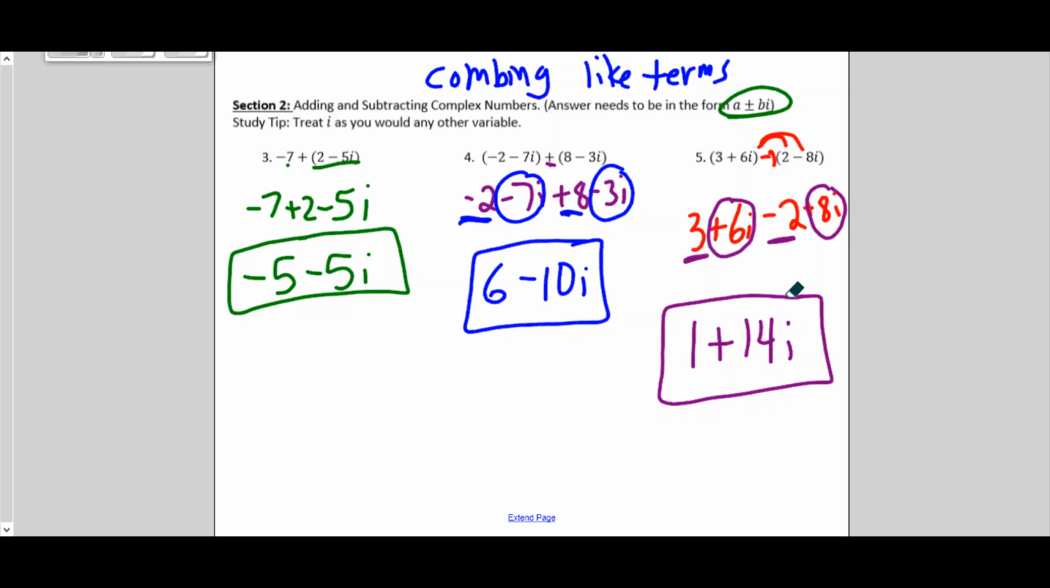And this is how you basically add and subtract complex numbers. It's just combining like terms. So the variables with the i get combined together, and the stuff without the i get combined together. Just make sure that your i term is second.